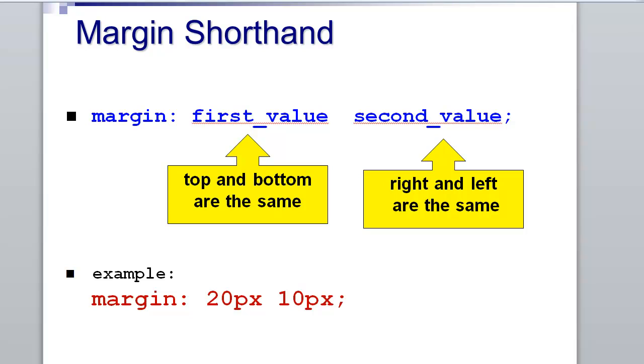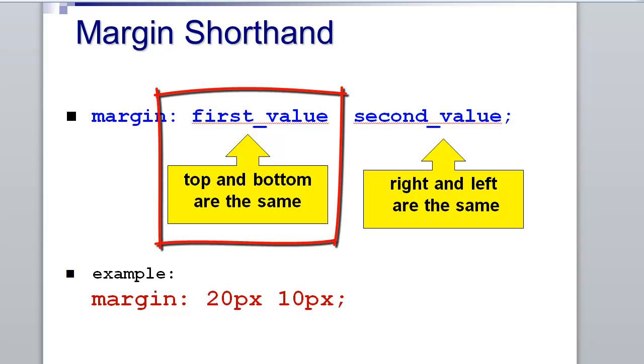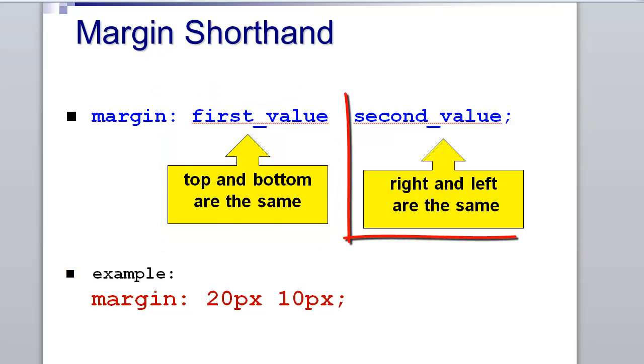We also have a two-value shorthand. The first value would set the same value for the top and bottom. The second value would set the same value for the left and right. This is another popular way of indicating margins.